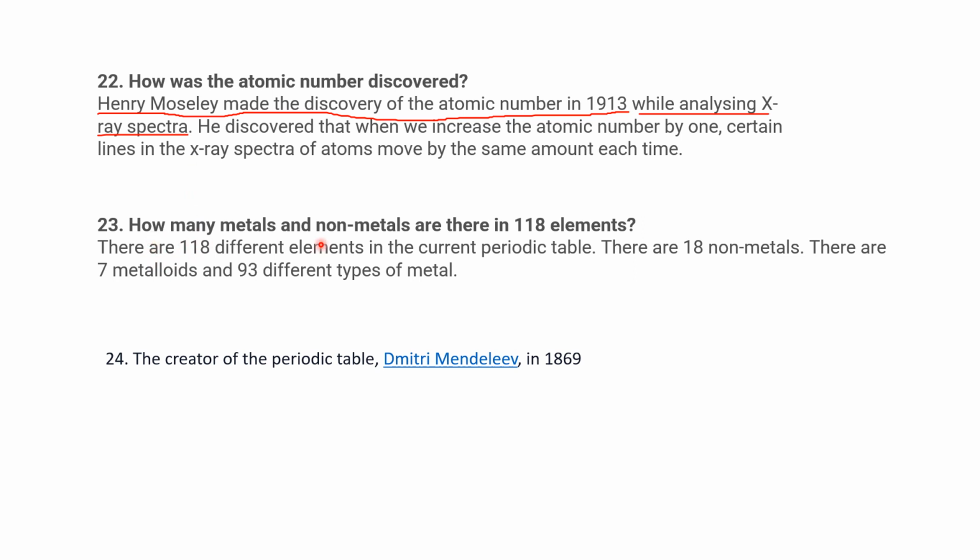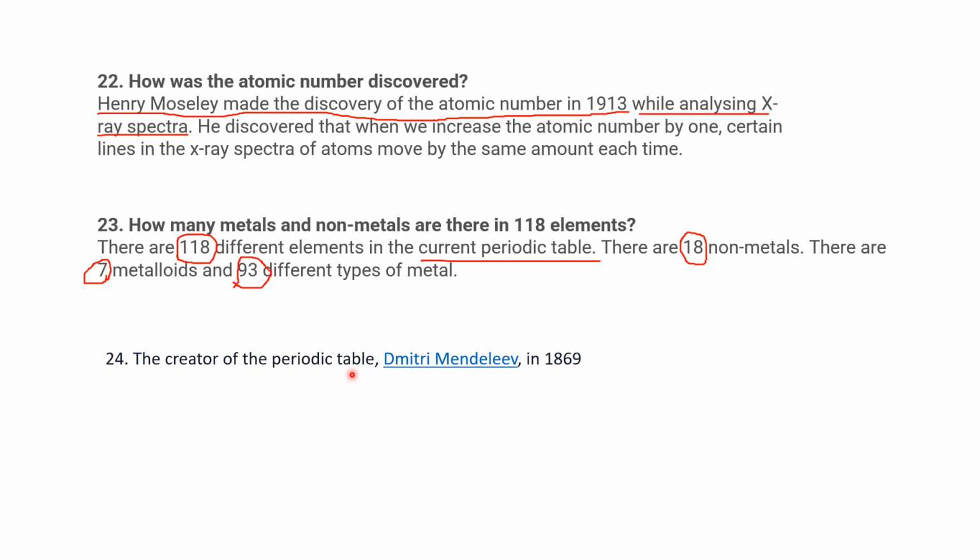Next one, see. How many metals and non-metals are there in 118 elements? This is a very, very important question. So how many elements are there? 118 different elements are there in the current periodic table. Among these, 18 are non-metals, 7 are metalloids, and 93 are different types of metals. So keep in mind: 18 non-metals, 7 metalloids, 93 metals.